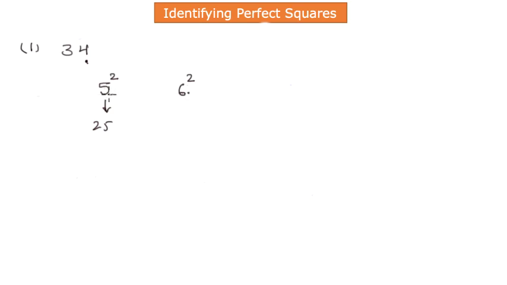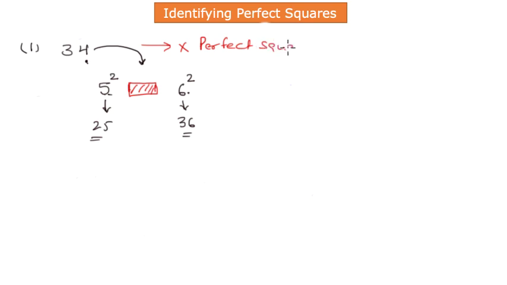It's the next whole number after 5. I get 36. Okay, and my number 34 falls in between 25 and 36. That means the square root of 34 has to be somewhere between 5 and 6. But if a number is between 5 and 6, that means it's not a whole number. It is a decimal or a fraction, something like that, correct? That means 34 is not a perfect square.